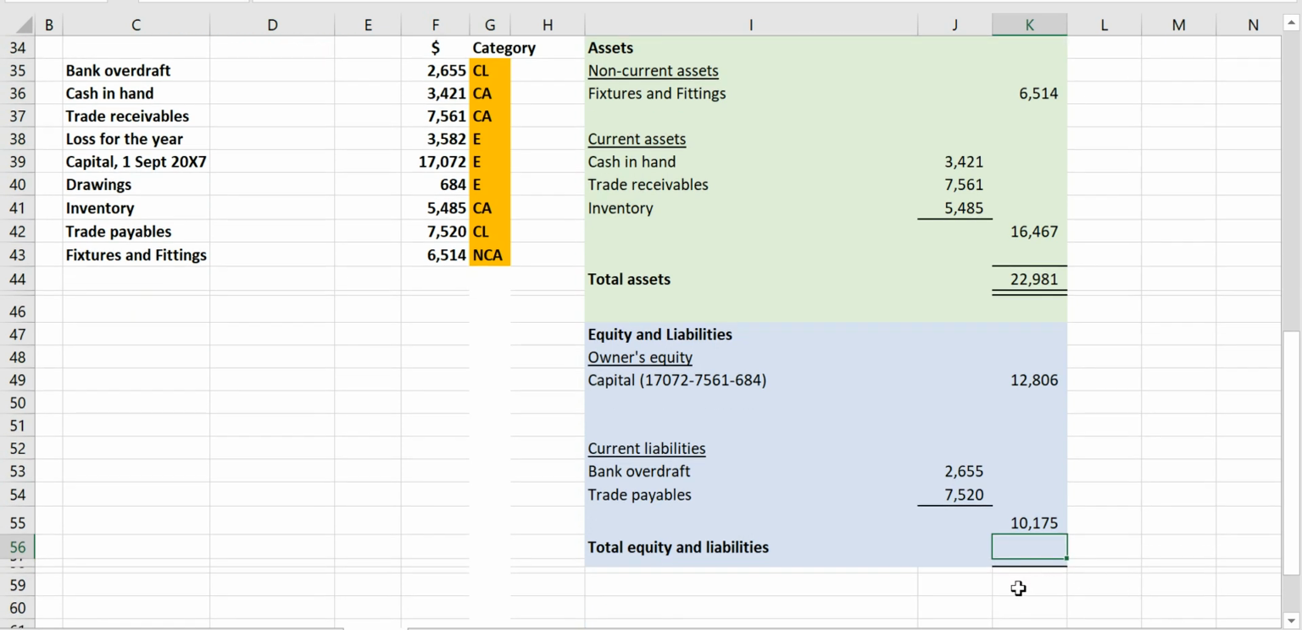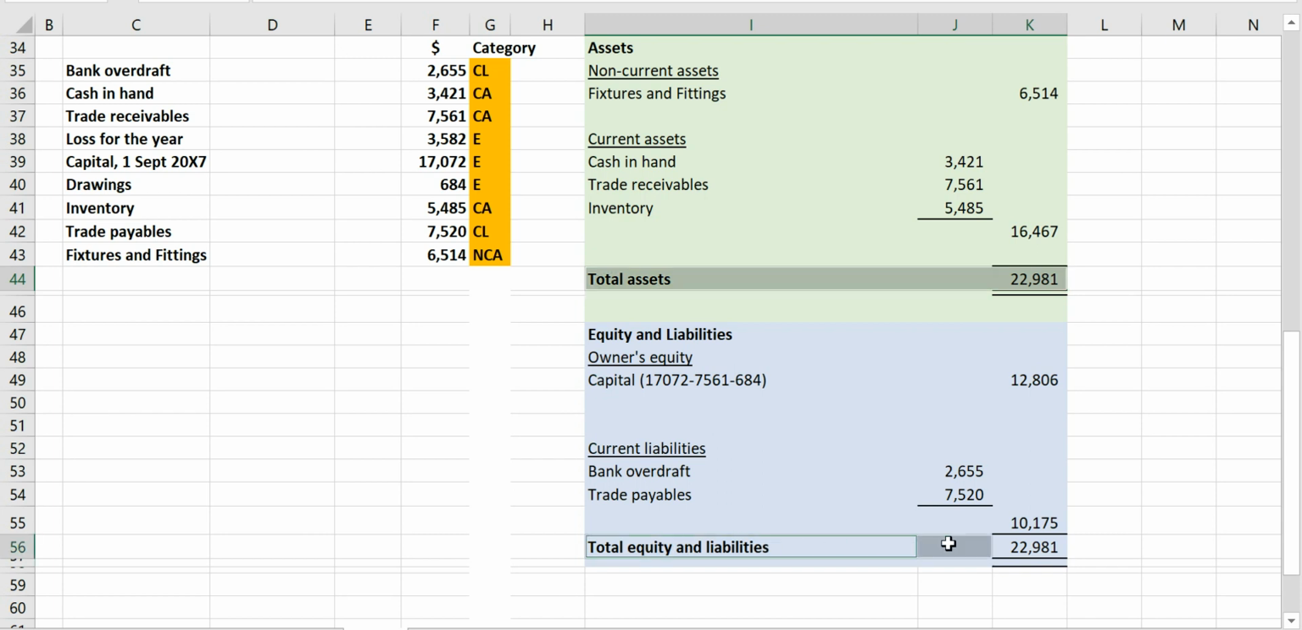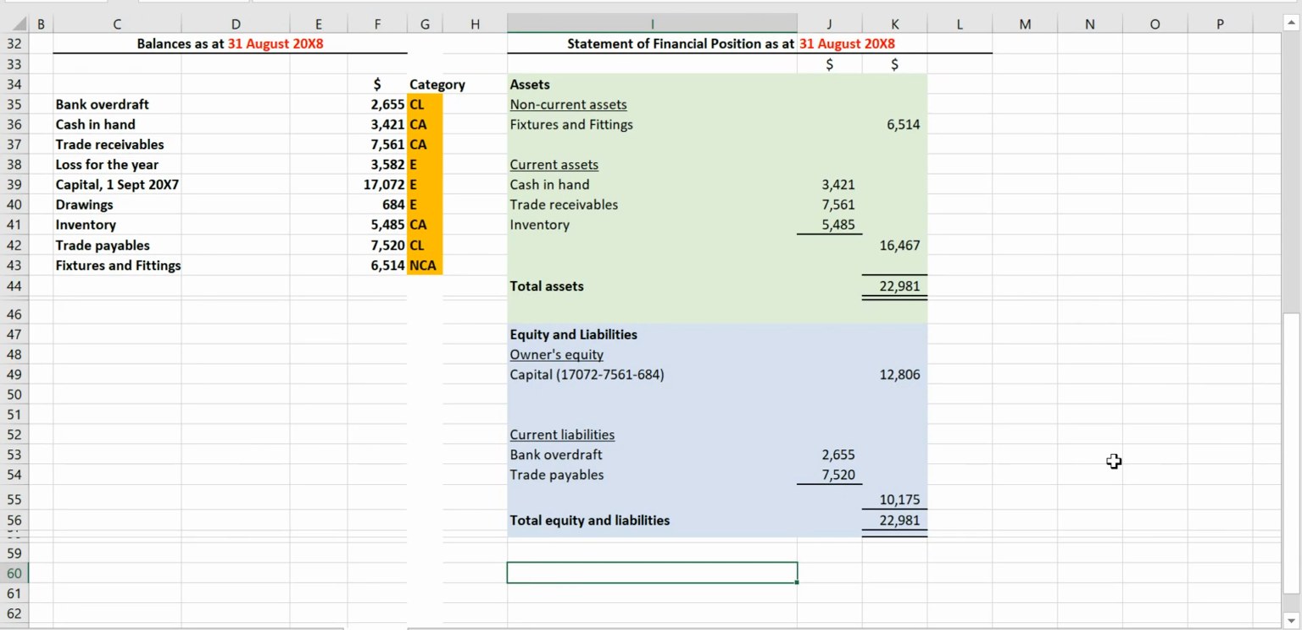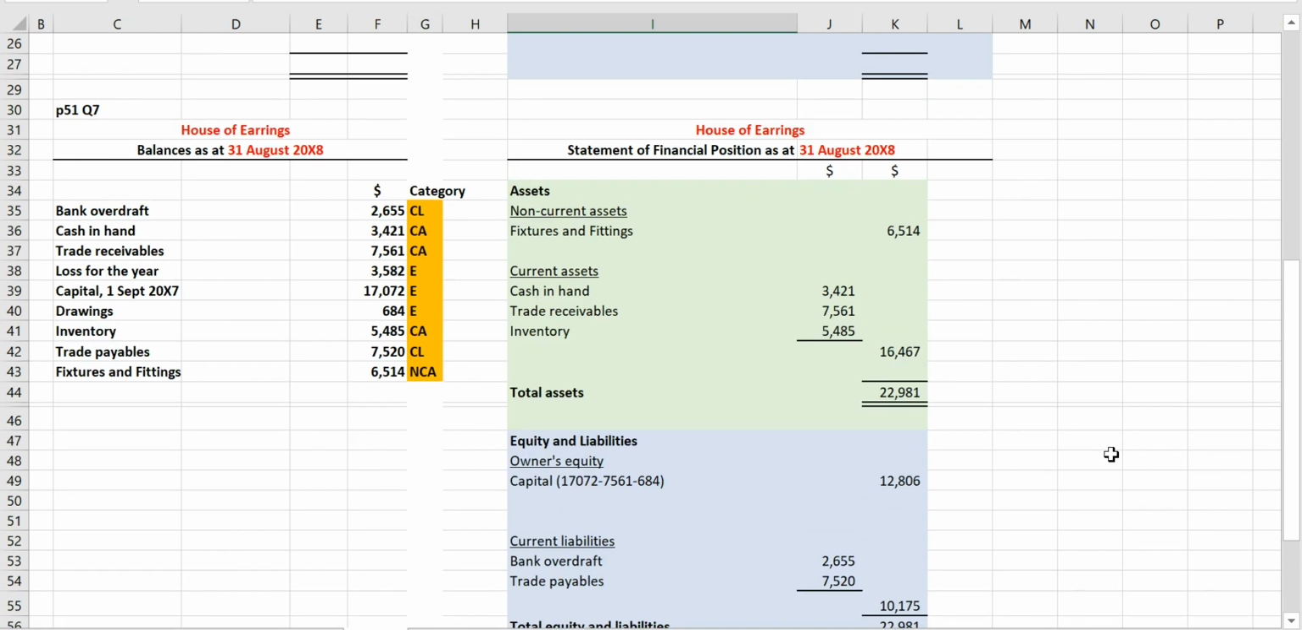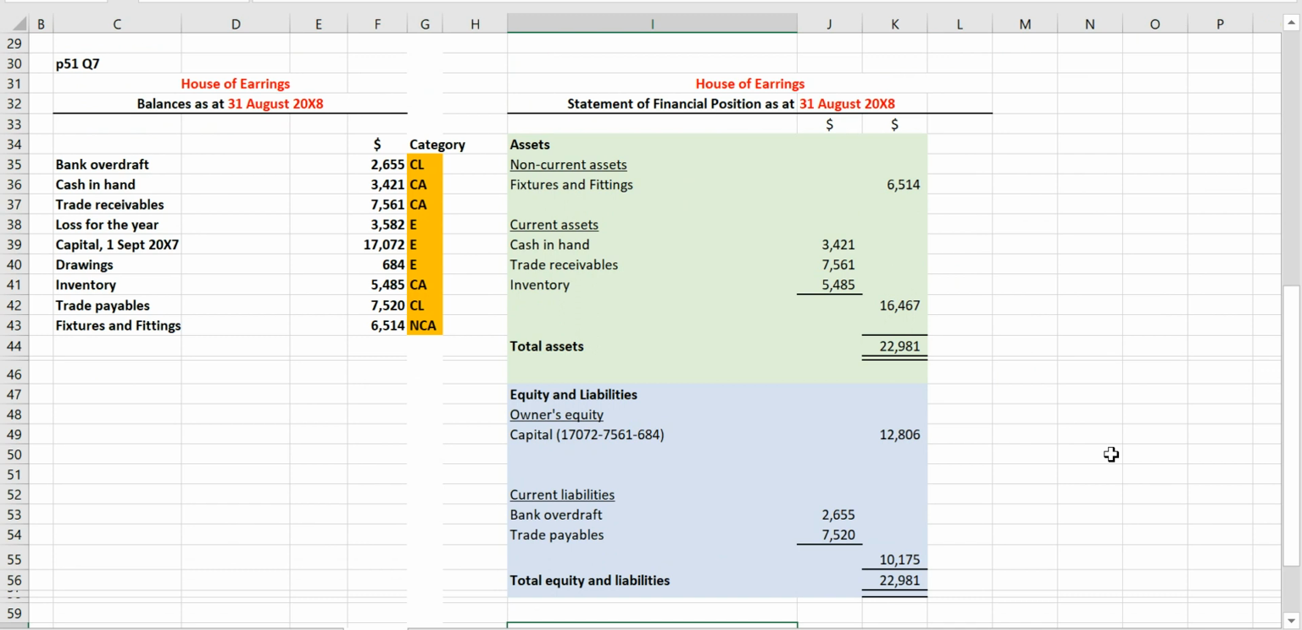Therefore the total equity and liabilities is owner's equity, add non-current liabilities, but there are none for this question, add current liabilities, and we'll get our final figure, 22,981. A reminder: total assets must always be equal to total equity and liabilities to comply with the accounting equation. Now there we have it. We have completed the answers for page 51, question 7. Hope it helps you.